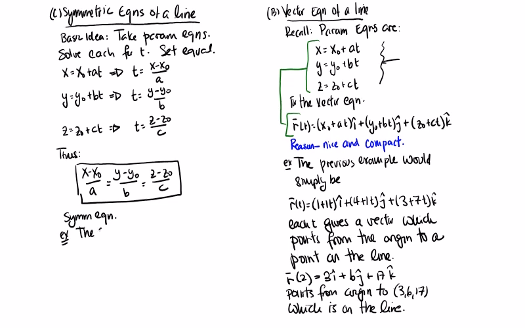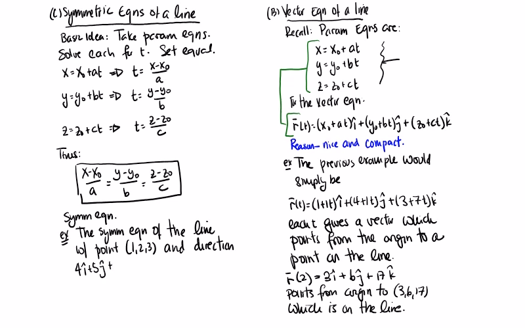So the symmetric equation of the line with point, say, 1, 2, 3, and direction, say, 4i plus 5j plus 6k. I picked the easy numbers so they're easy to see how they fit in. It is simply the equation x minus 1 over 4 equals y minus 2 over 5 equals z minus 3 over 6.